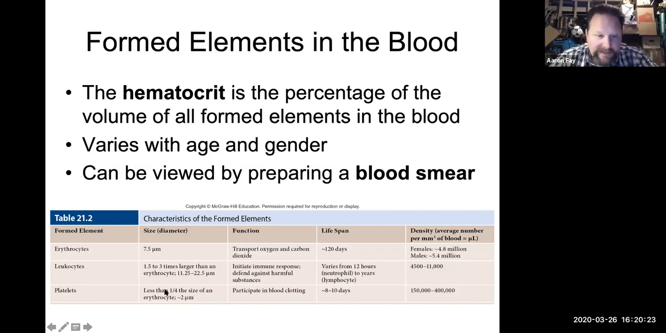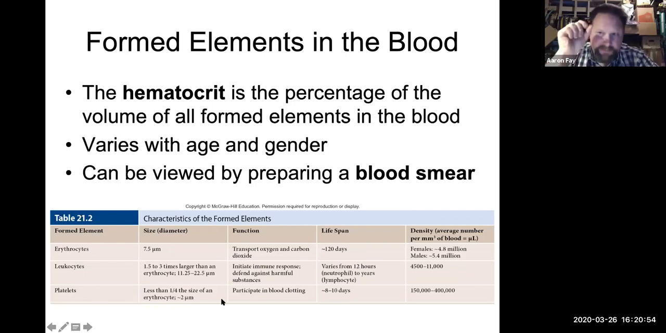Leukocytes are white cells. They are substantially larger, or some of them are larger than red blood cells. So they're anywhere from 1 to 3 times the size of red blood cells, which helps make them identifiable. What they do is help protect us from waste, cellular debris, and infection. Their lifespan can vary quite dramatically, so don't worry about it for right now. If you take an immunology class, then you can get into it.